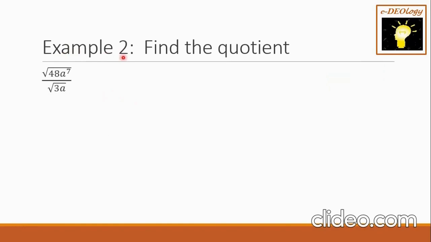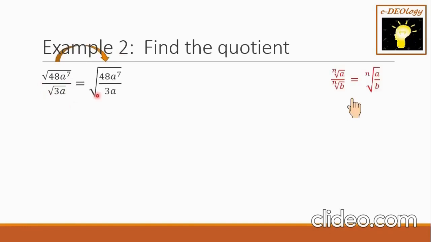Let's have example 2. The square root of 48a raised to 7 divided by the square root of 3a. This is equal to the big square root and the fraction inside is 48a raised to 7 over 3a. So we apply now the quotient property here. Next, inside the radical, we're going to group the coefficients and we're going to group the variable a respectively. We're going to simplify the 48 divided by 3. We will get 16. And the a raised to 7 divided by a, we can cancel that a in the denominator. We cancel the exponent 7. Then this will now be exponent 6.